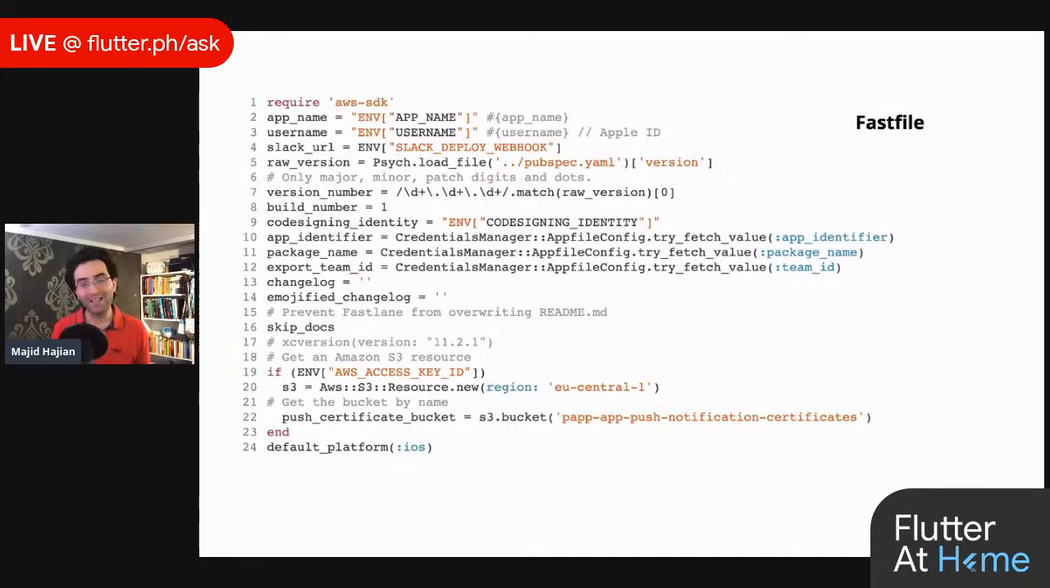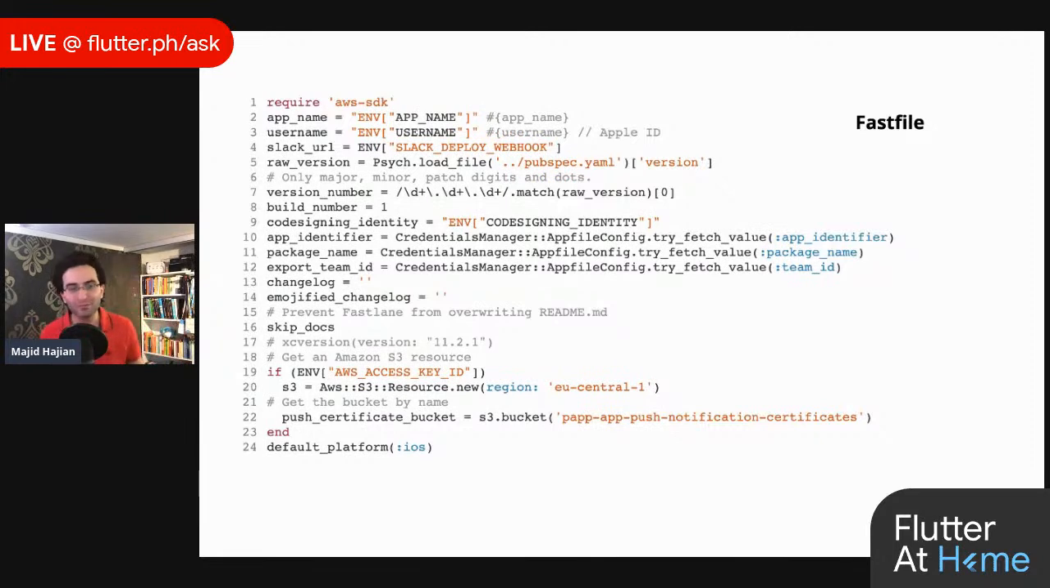So you can share code signing identities. You can share different certificates, for instance, between team members. So everyone doesn't need to go through that process and create that. Very nice. So I have a Fastfile example here.